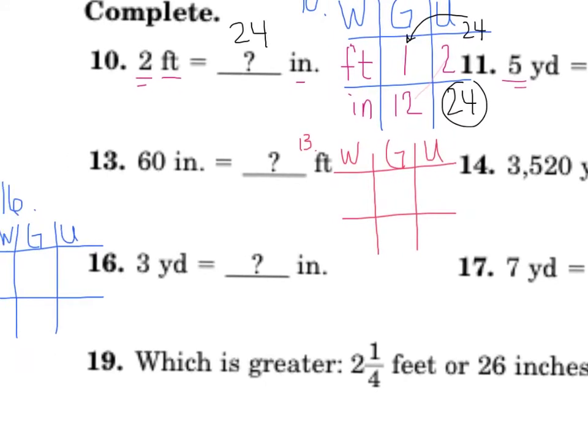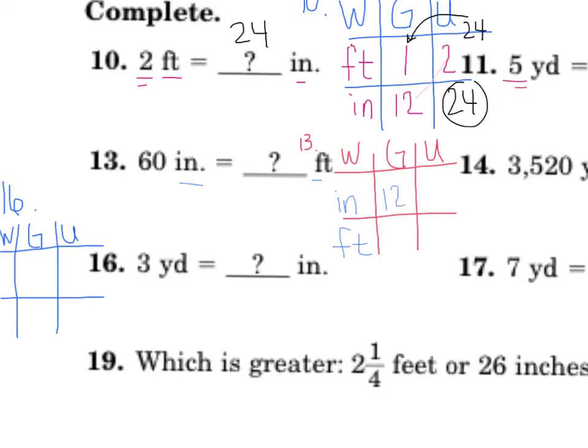Okay, so our words are the labels, inches and feet. The given is what it says on your math chart, 12 inches in 1 foot. So the unknown is the question, 60 inches. Okay, here we go. 1 times 60 is 60, and then divided by 12. 60 divided by 12, that's a math fact, is 5.